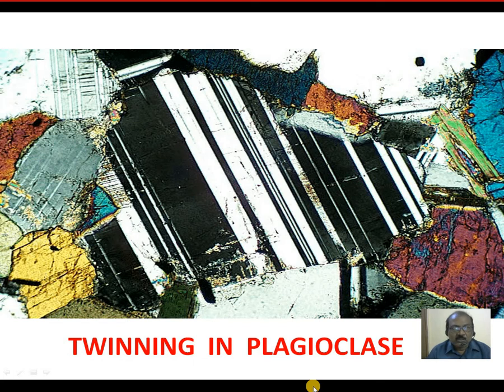This is called plagioclase. Plagioclase is characterized by twinning. Under the petrological microscope, it shows twinning. That means the laths show gray color and white color. When we rotate the stage of the microscope, gray turns into white, and white turns into gray. This is called twinning. This is the peculiar feature for identification of plagioclase under the petrological microscope.